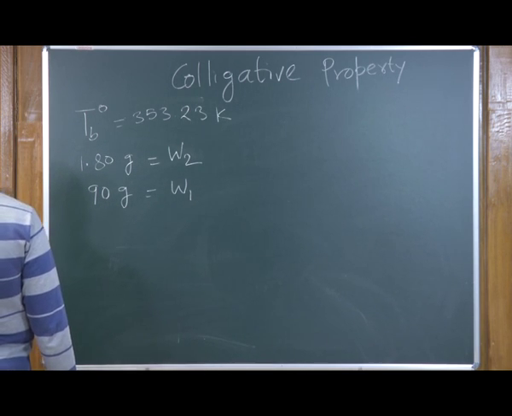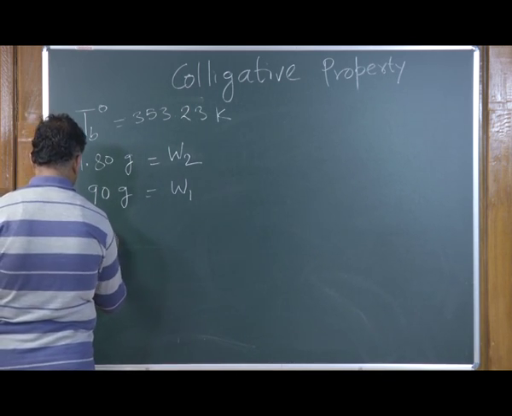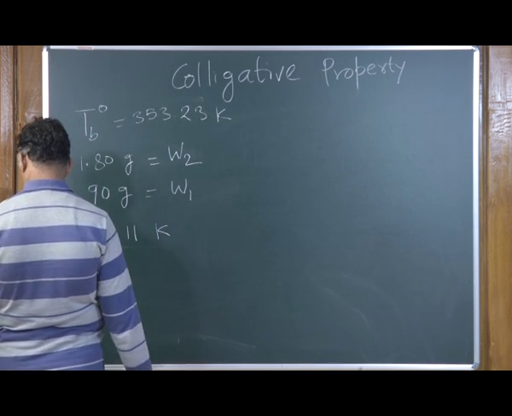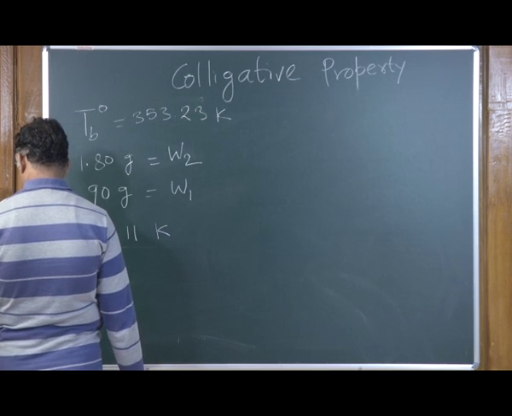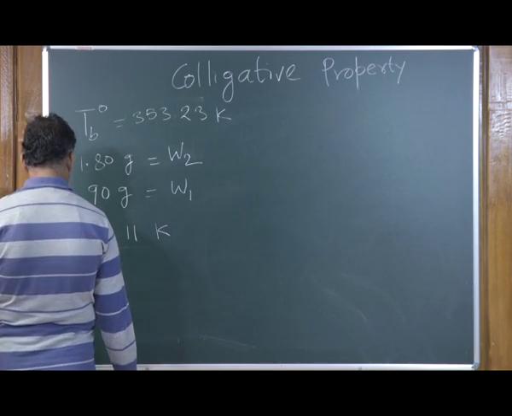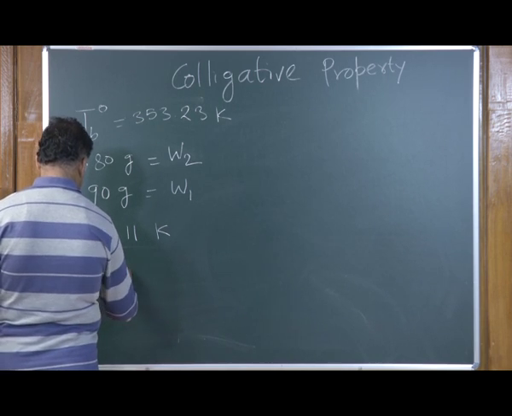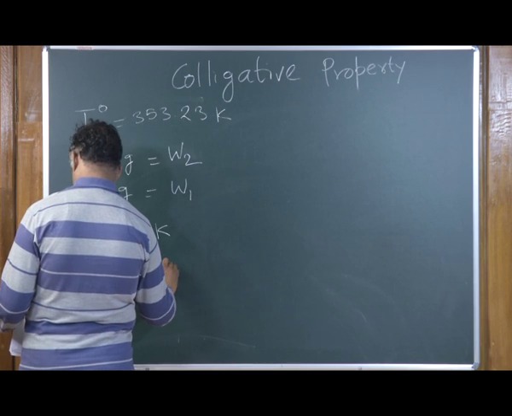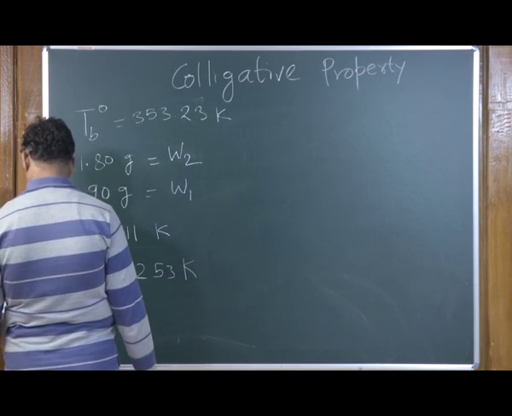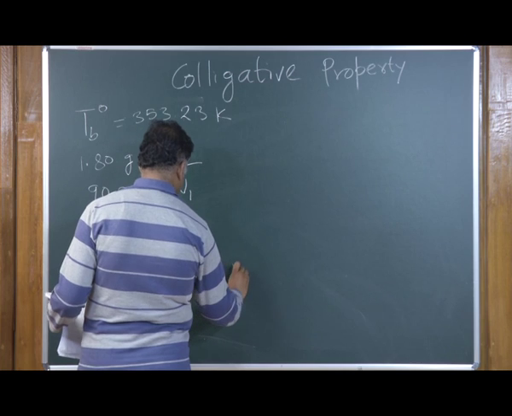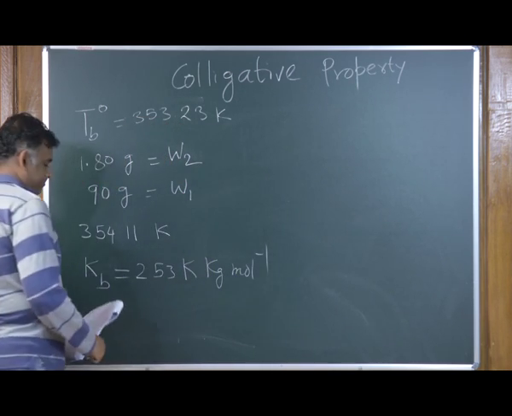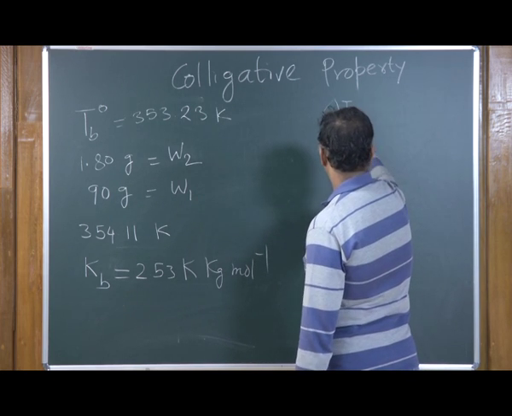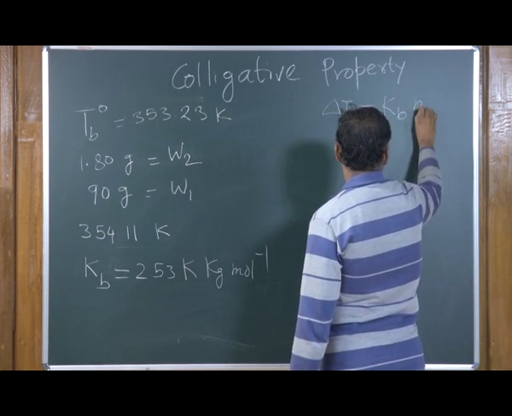The boiling point is raised to 354.11 Kelvin. Calculate the molar mass of the solute. Kb for the benzene. This constant for the benzene is given as 2.53 Kelvin kg per mole. Okay. So, this information is given, and now we are going to use the formula which we have already seen, that is delta T is equal to Kb m.